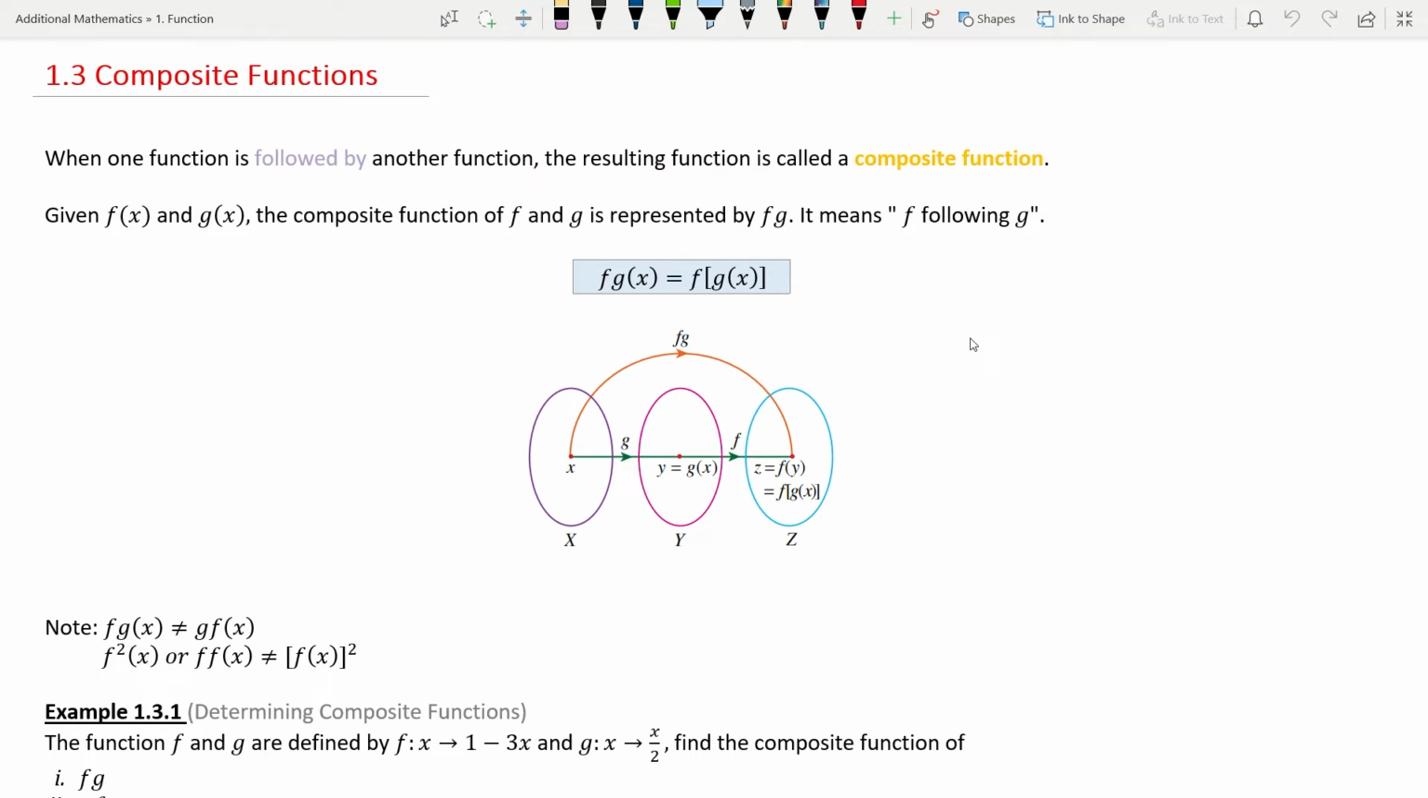Note that f of gx is not equal to g of fx. The sequence of which function needs to be done first is important. f squared x, or f of fx, is not equal to the function fx squared itself.